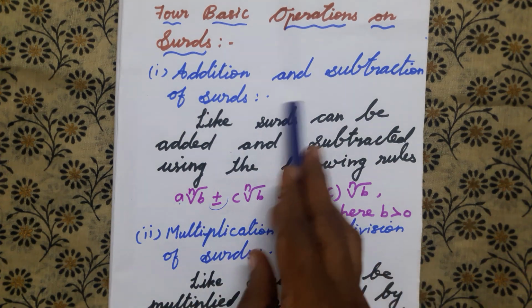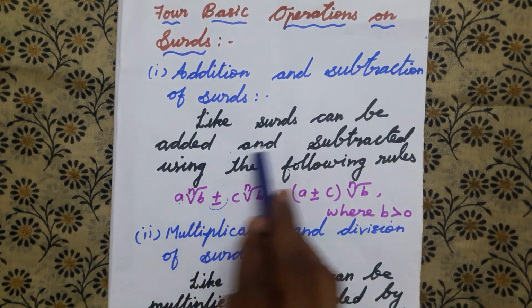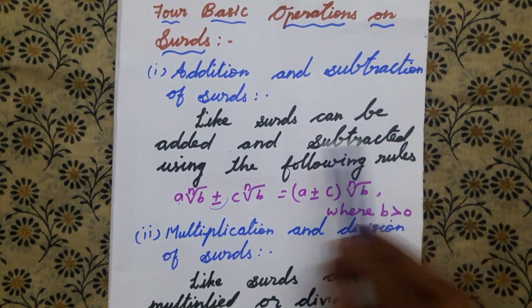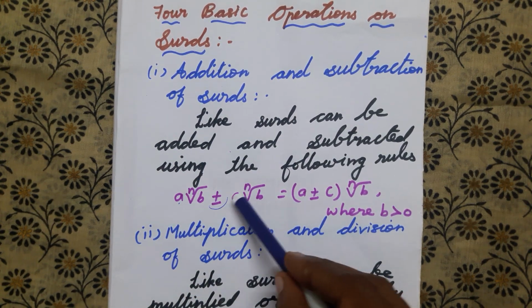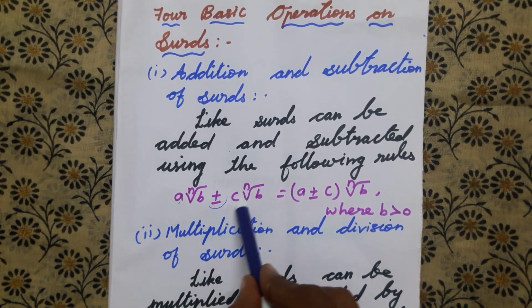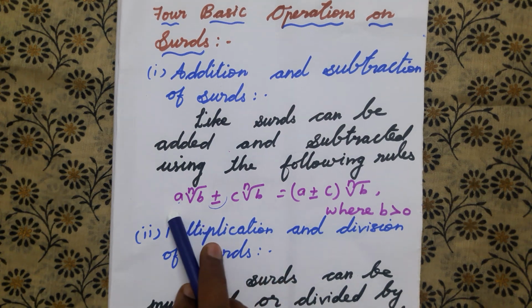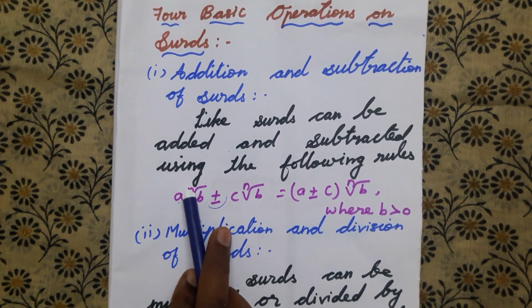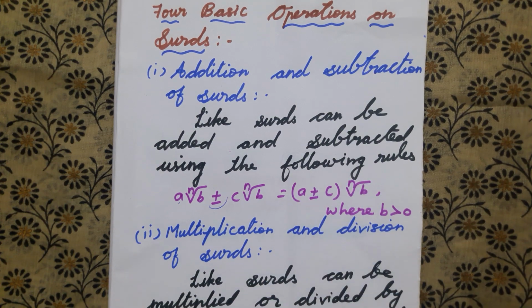Addition and subtraction of surds. In the previous class itself I have explained. Like surds can be added and subtracted using the following rules. a nth root of b plus or minus c nth root of b is equal to (a plus or minus c) nth root of b. If we want to add or subtract, the order as well as radicand should be equal. Then only we can add or subtract.